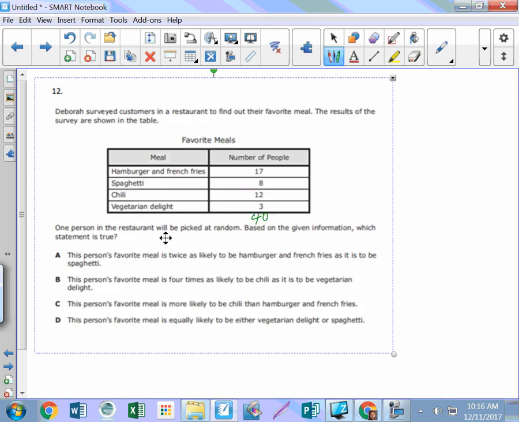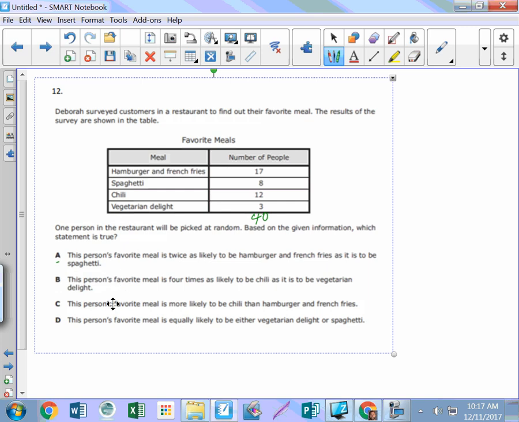Alright, 1 person in the restaurant will be picked at random based on the given information. Which statement is true? This person's favorite meal is twice as likely to be hamburger and french fries as it is spaghetti. Hamburger and french fries is 17. Spaghetti is 8. That is twice as much, but it's a little bit more. So let's see if there's a better one.